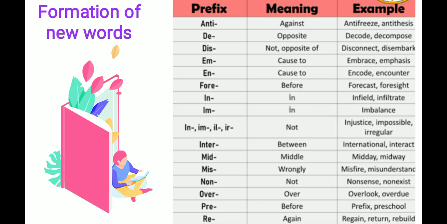Re means again. We say rewrite. With write we use re, that means write again. Rebuild, regain. These are the uses of prefixes. This is how we use a prefix with some root words, and just like this we form a new word.